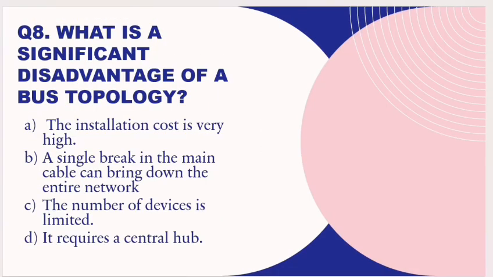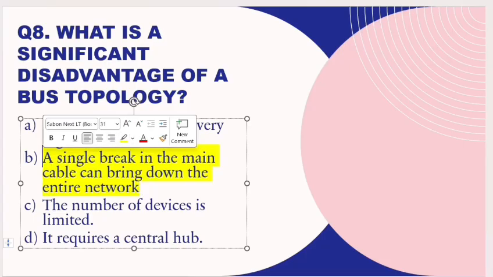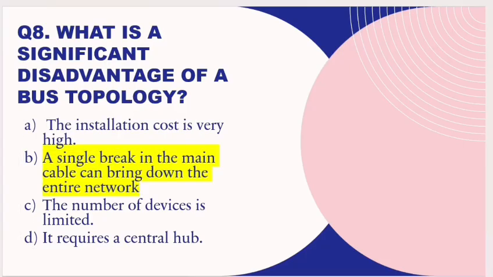Moving to our eighth question, what is the significant disadvantage of bus topology? A. The installation cost is very high. B. A single break in the main cable can break down the entire network. Option C. The number of devices is limited. Option D. It requires a central hub. I hope you all have guessed the answer right. So the right answer is option B. A single break in the main cable can break down the entire network.